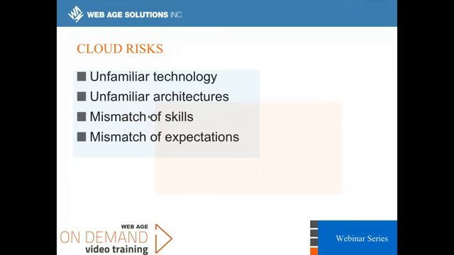What are the risks of going to the cloud? There are risks of everything. You can spend all day identifying risks, but the major risks that tend to goof people up the most are encapsulated by these four areas: unfamiliar technology, unfamiliar architectures, a mismatch of skills, a mismatch of expectations.